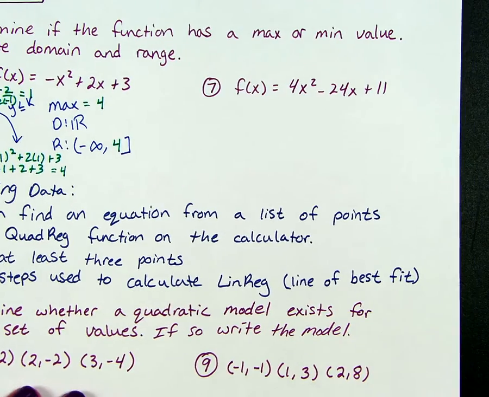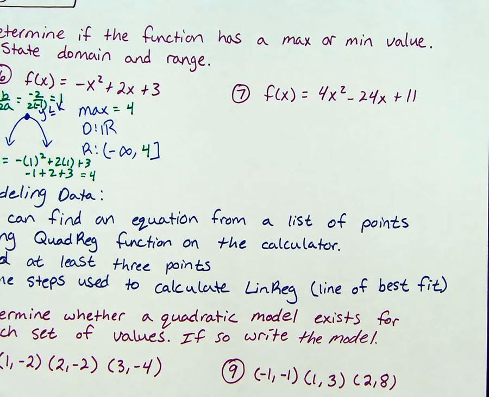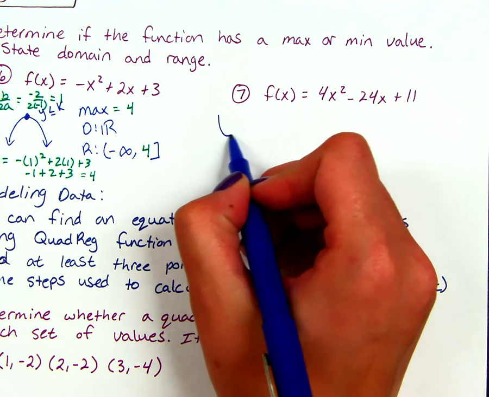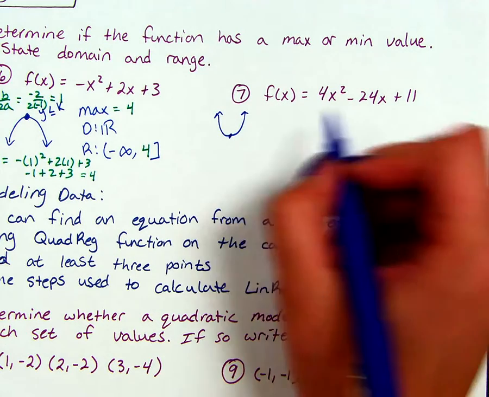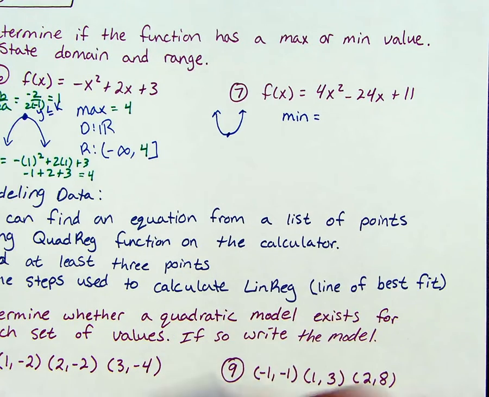All right, so if we do one more example, again, we want to know if it's going to be a max or a minimum. So again, I'm just going to start with a rough sketch of the graph. So a is positive, so that means that our graph is going to be opening up like this. So again, that tells us that we're going to have a minimum value, and we'll need to figure out what that is in a second.